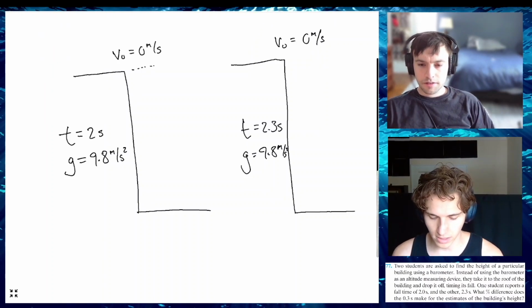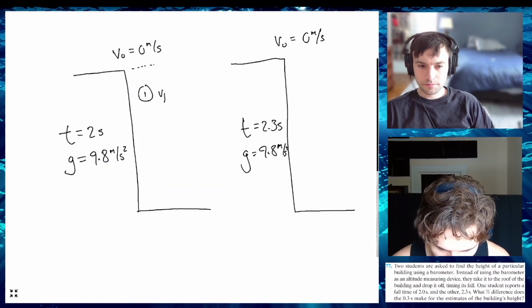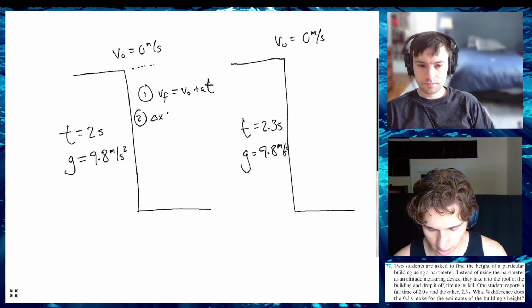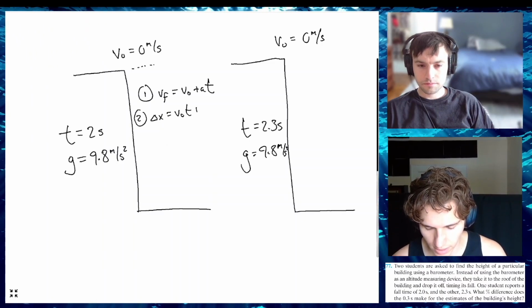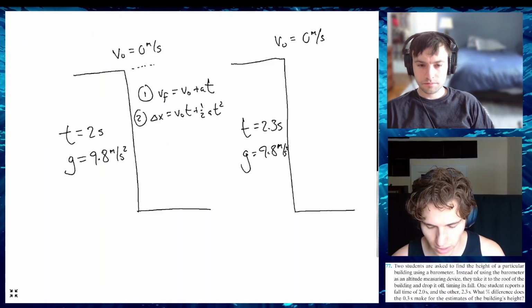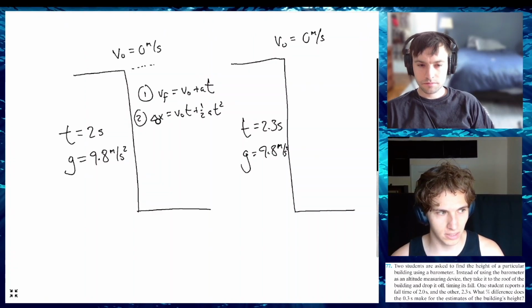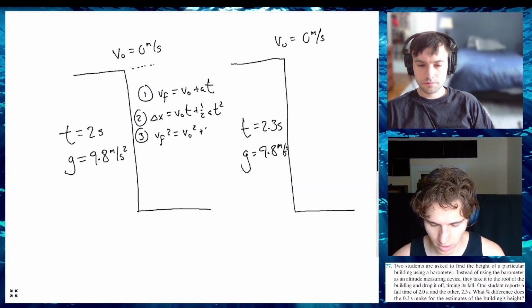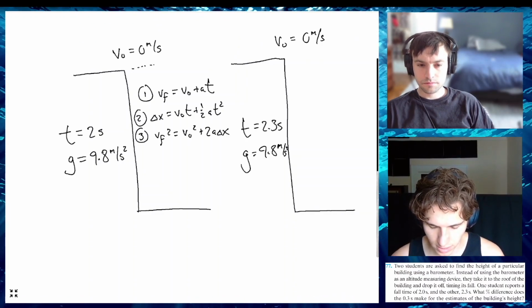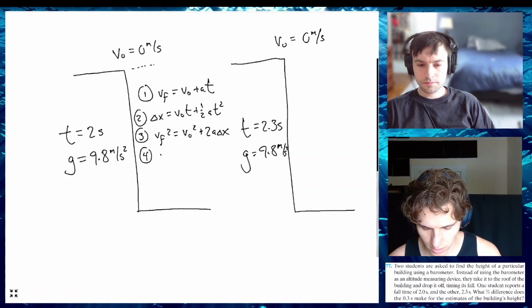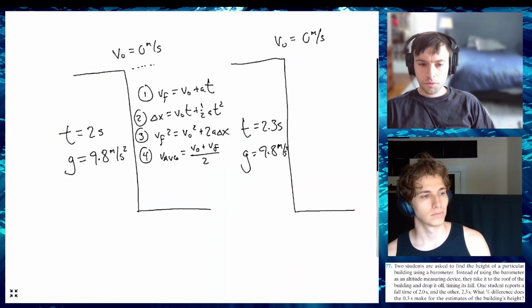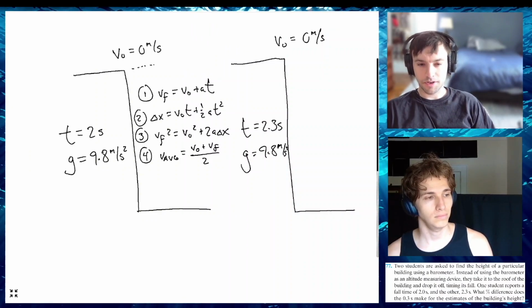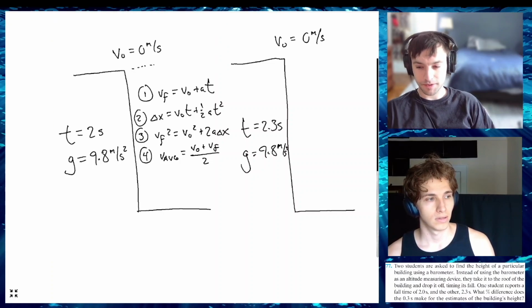I'll write down our kinematic equations. Number 1, V final equals V initial plus AT. Number 2, delta x equals V naught t plus 1/2 AT squared, and delta x can always be replaced with delta y. Number 3, V final squared equals V initial squared plus 2a delta x. The last one is average velocity. Would we use number 2, delta x equals initial velocity times time plus 1/2 of acceleration times time squared? Let's try it.